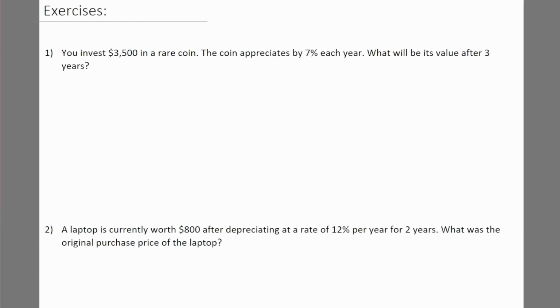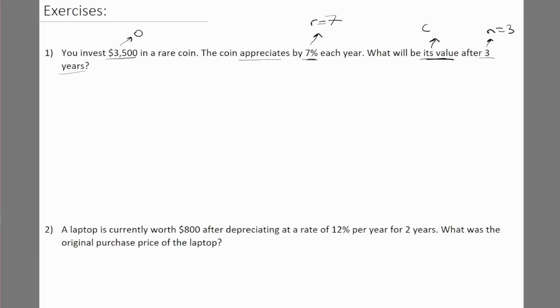Okay, question 1. You invest $3,500 in a rare coin. The coin appreciates by 7% each year. What will be its value after 3 years? So this is the original amount you've invested. And the appreciation rate is 7% every year. So R is equal to 7. And you want the value after 3 years. So you want basically the current or the new value, which is after 3 years. So N is equal to 3.